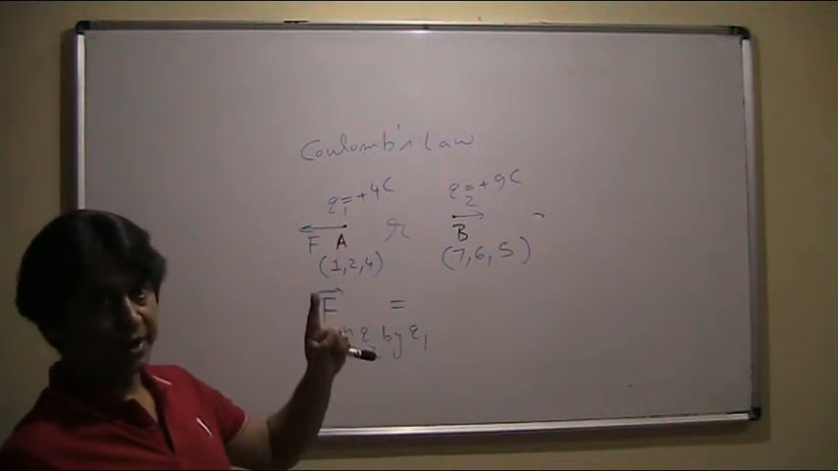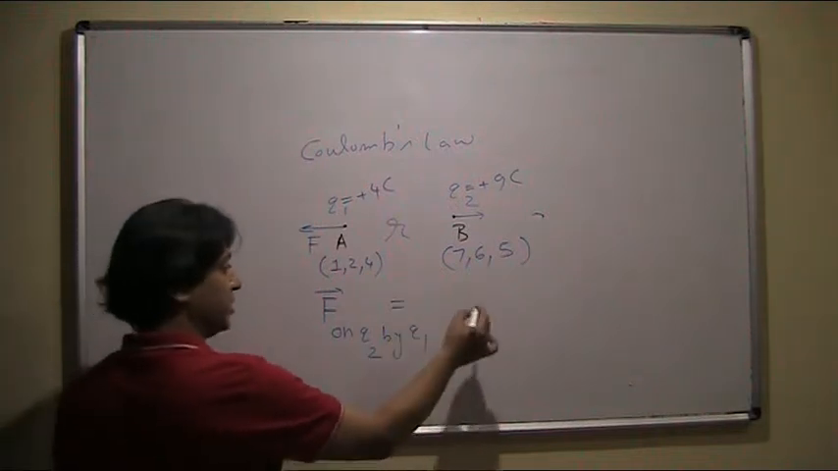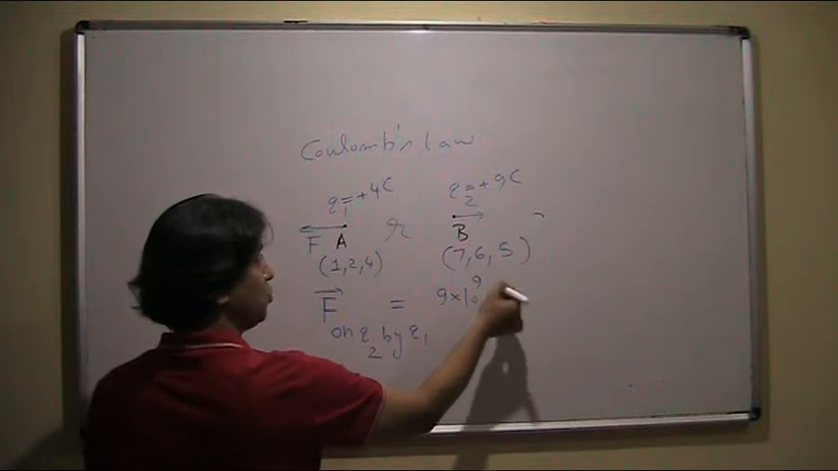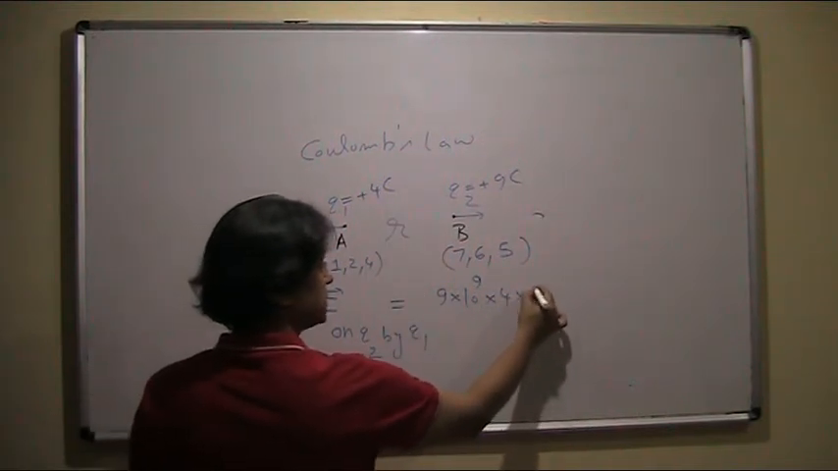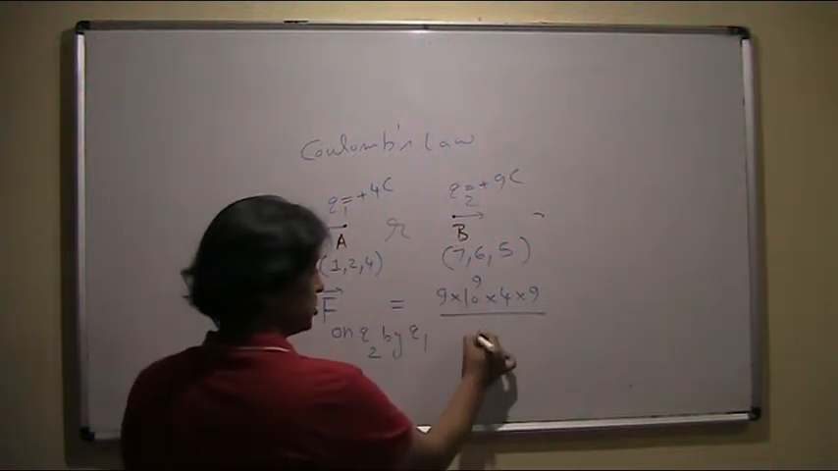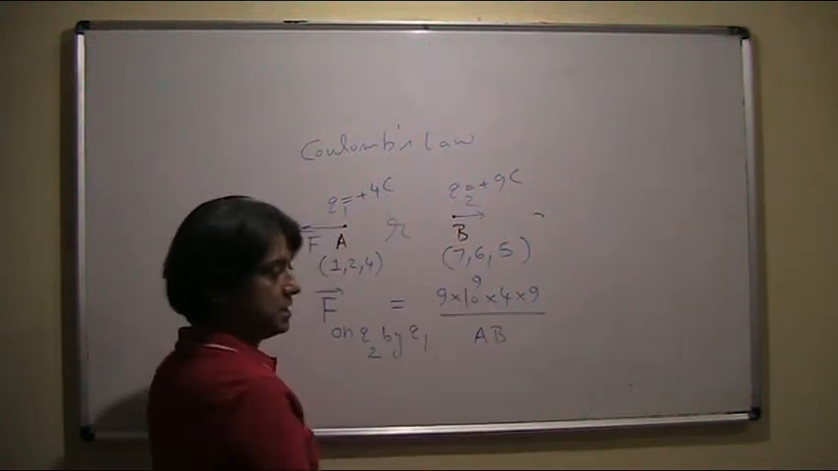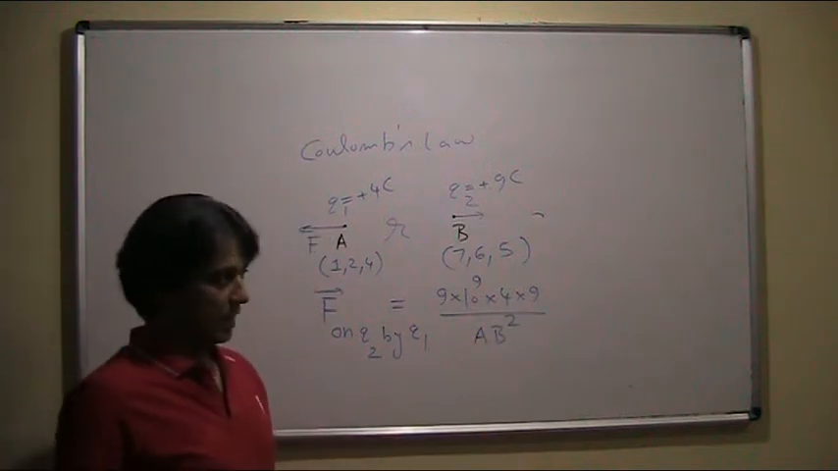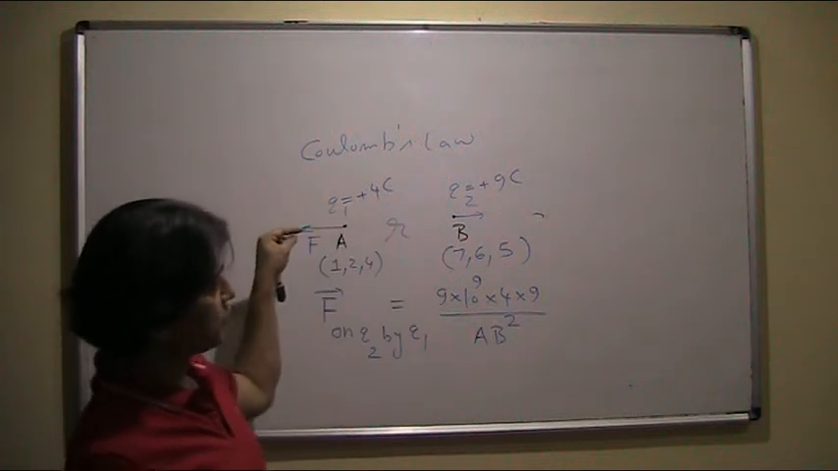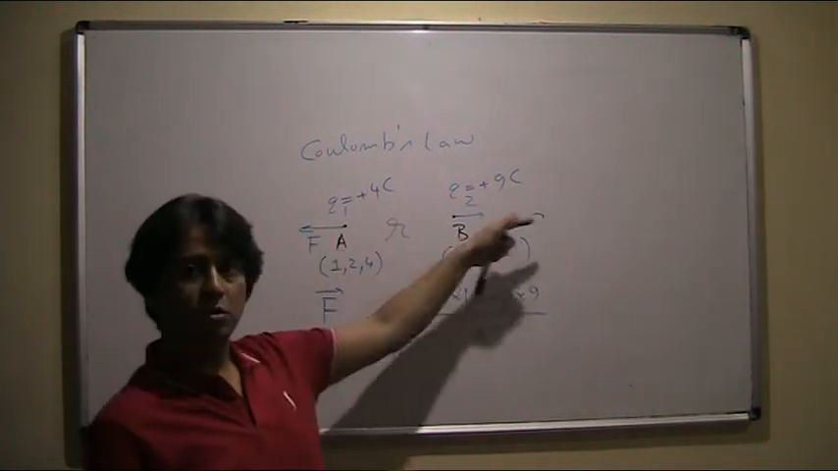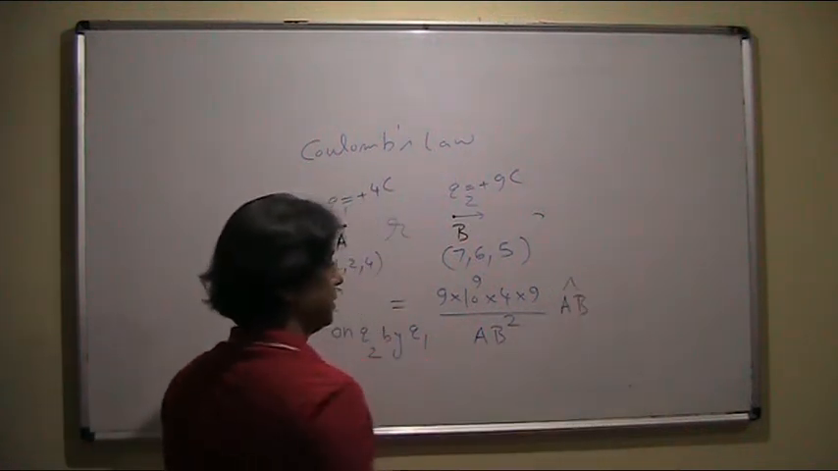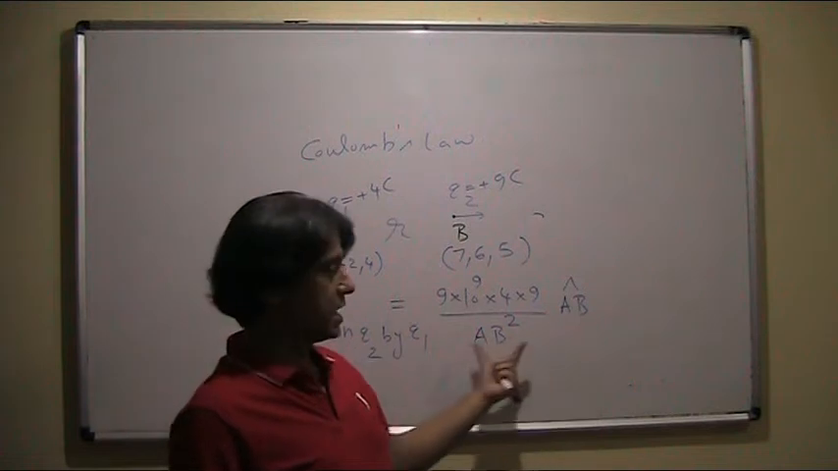Vector has two things. First, magnitude. Let's write down the magnitude. Value of K is 9 into 10 to the power 9 multiplied by Q1, Q1 is 4, Q2 is 9, divided by separation between A and B. Separation between A and B is AB, square of this separation. And now look at the direction. Since both are positive, plus 4 is going to repel Q2 from A to B. A to B, for that you write AB cap. Let's see how we find AB cap and AB.